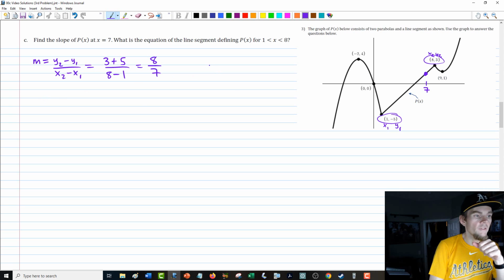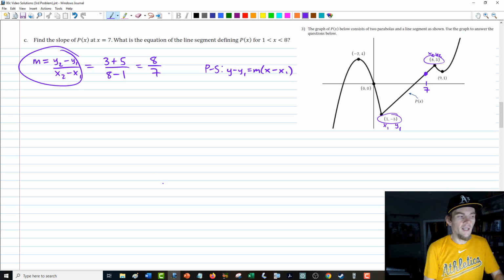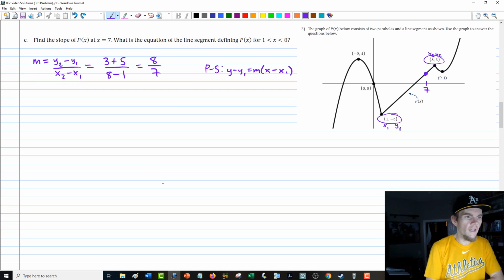So if you'll recall point-slope form, so PS form is y minus y1 equals the slope times x minus x1. That actually comes directly out of this equation, by the way. You can look at that and play with it a little bit more. We talked about it briefly in class.